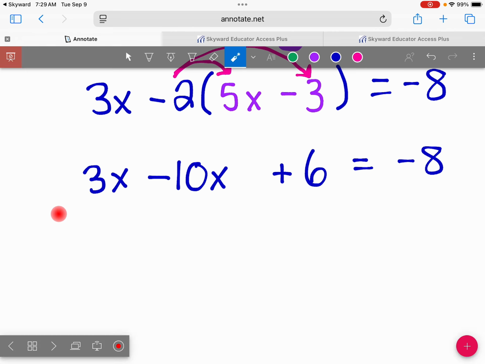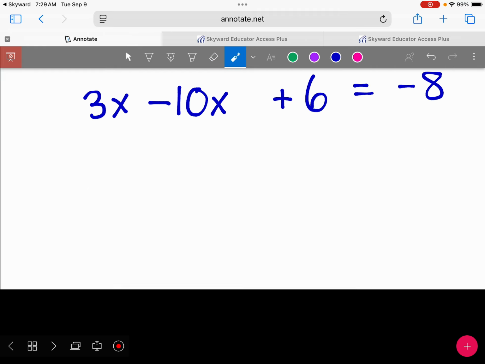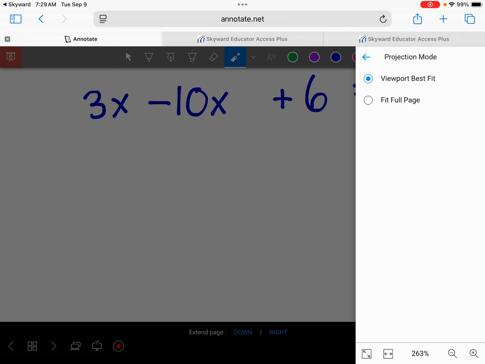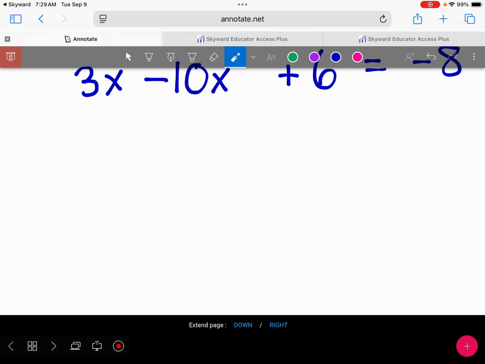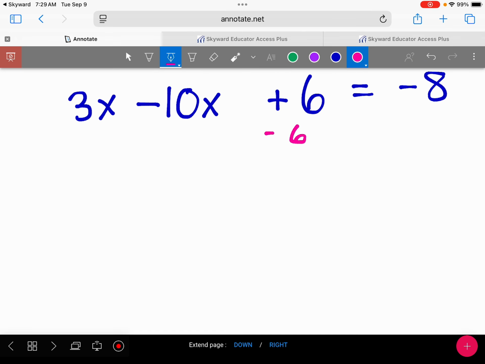What can I do here now? If I want to get all the way down to an x equals, what do we need to do? So ignore where this came from. Just do that part. What should we do next here? Yeah, we can add the 6. We can also combine a couple of like terms. I've got 3 x's and I'm going to take away 10 x's. What's that going to leave me with?